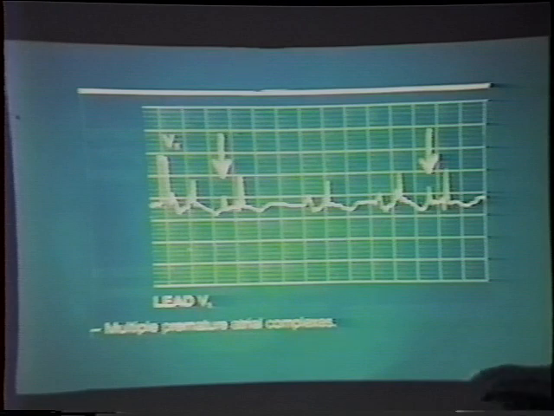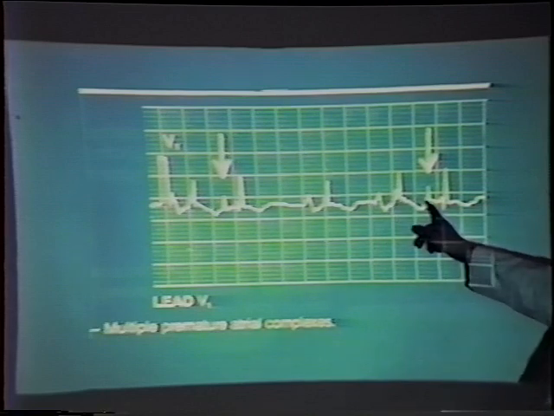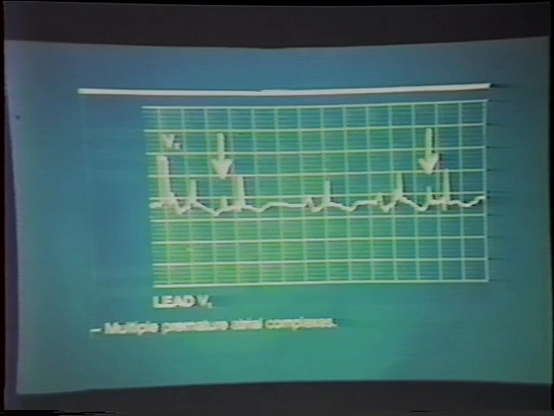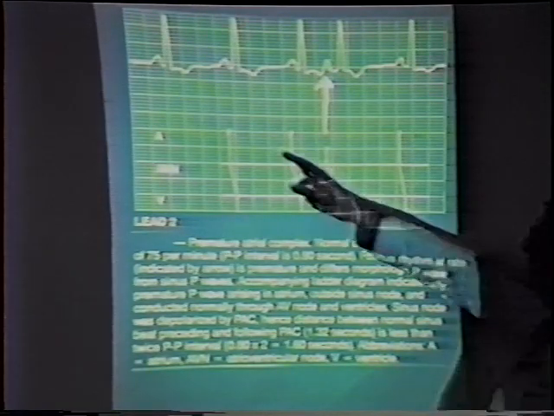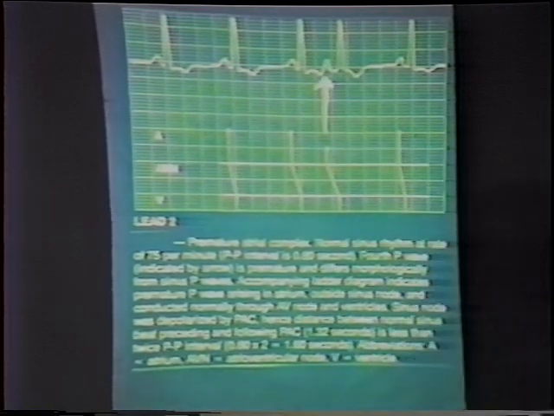Now we have a normal P QRS, normal P QRS. All of a sudden the P comes ahead of time. So therefore this is just a premature atrial beat. P wave came ahead of time. Okay, again, we have a normal sinus rhythm, and the P wave is supposed to come here, but it looks like it comes ahead of time. So premature atrial contraction.